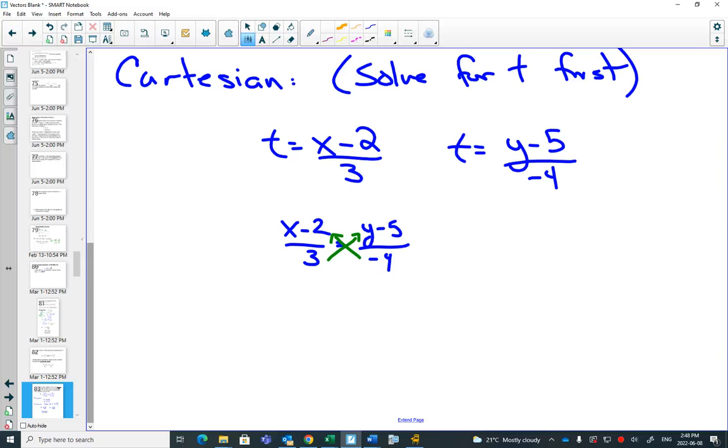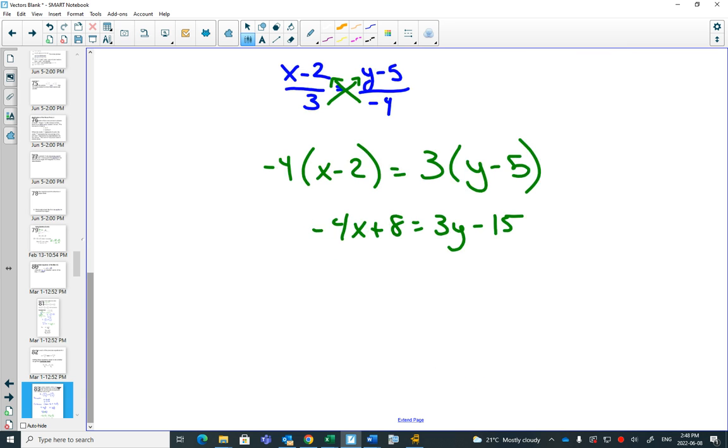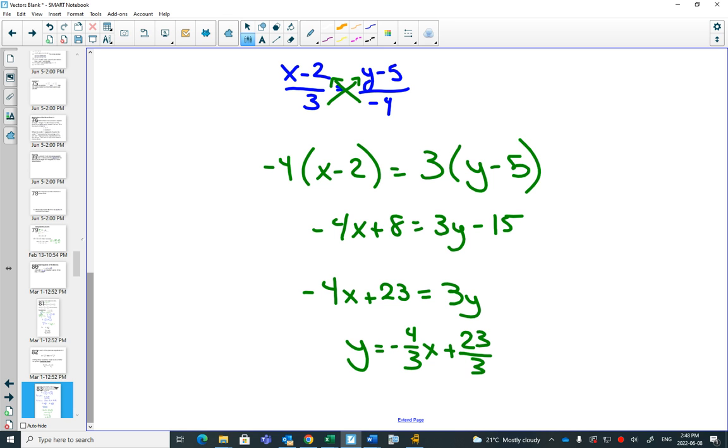But now, if I multiply this side by negative 4, that would be this, and I multiply this side by 3, that would be this. We can distribute. Negative 4x plus 8 equals 3y minus 15. And if I wanted to, I could rearrange this equation to get y by itself, add 15 to both sides, and dividing by 3, I get negative 4/3 x plus 23/3.